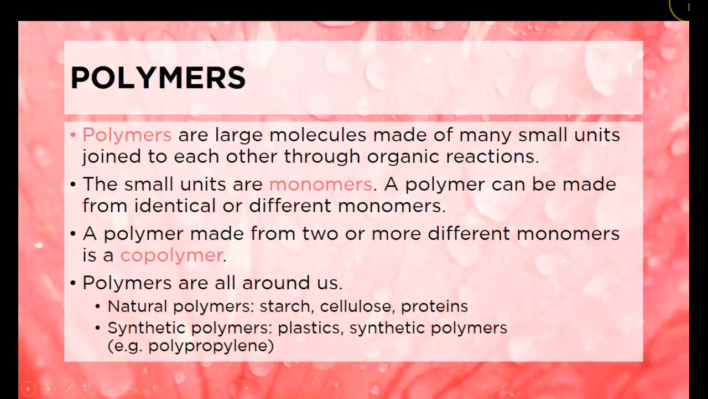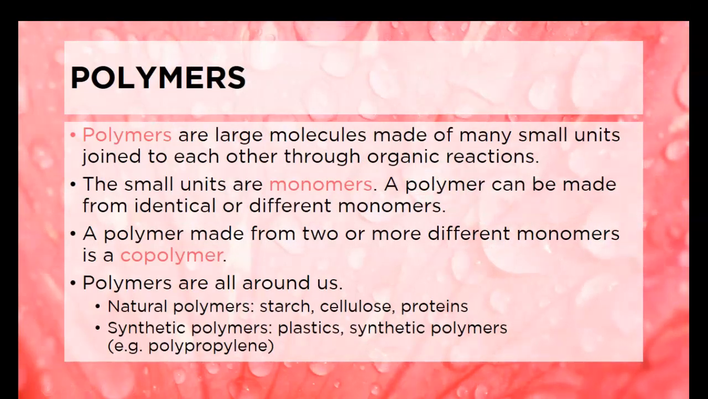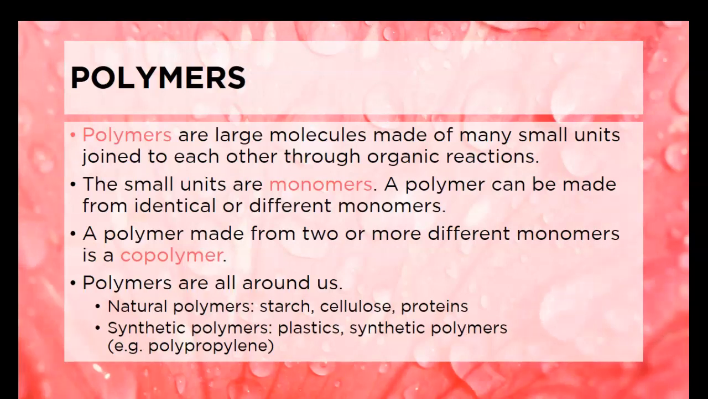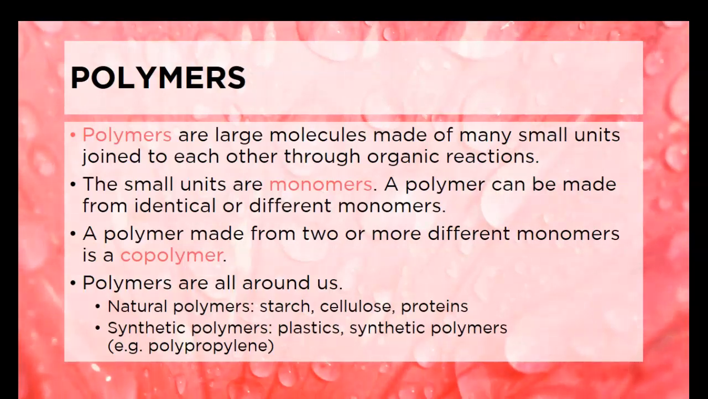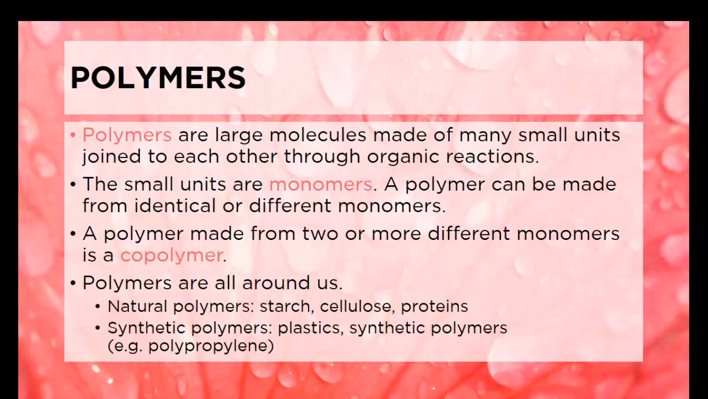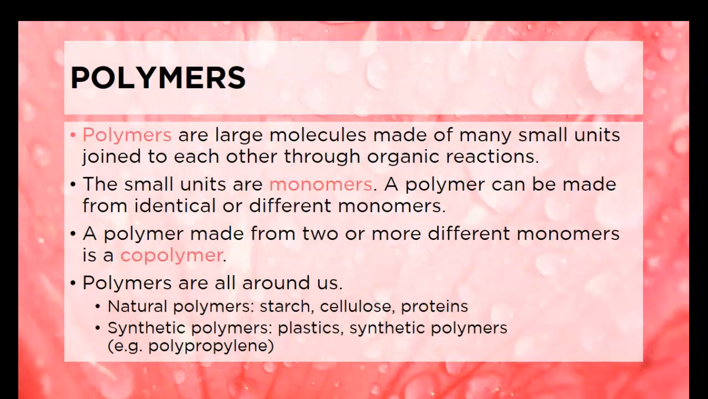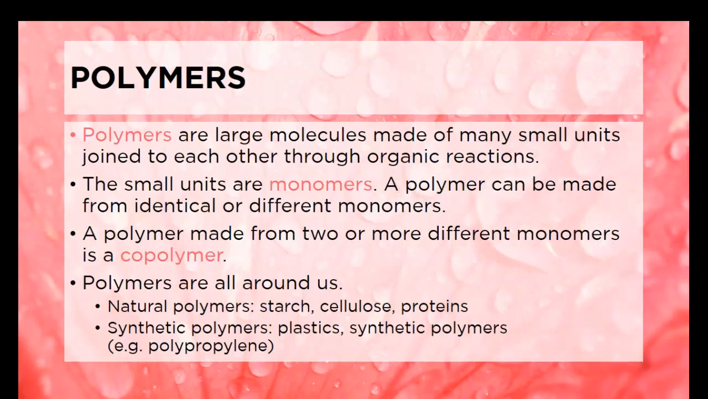So let's talk about polymers. Polymers are large molecules that are made up of many small units joined together through organic reactions like the ones we just looked at. They're made up of small units called monomers. So what's nice about polymers is I can either make long chains of a single polymer, or I can sort of add different monomers on and build these different plastics.